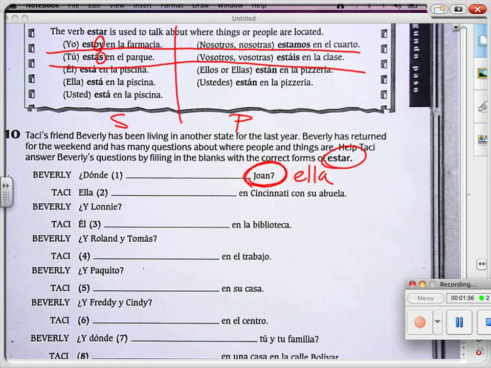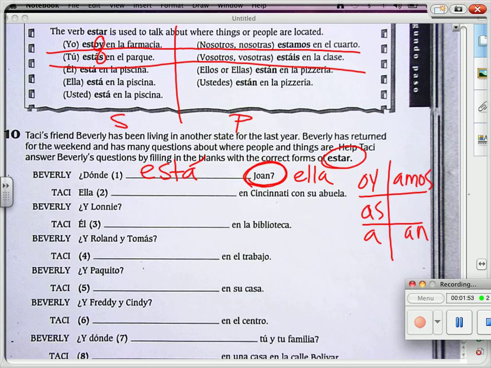So we're going to drop the AR and add the verb ending for Joan. As a matter of fact, you know what I'm going to do? I'm going to put a little verb ending chart here. There's only one reason why I put OY here, because it's normally not OY. And I bet you someone listening knows why. Because estar is an irregular verb, and in the yo form, it ends in OY instead of just O. So, ¿dónde está Joan? All right, let's look at number 3.